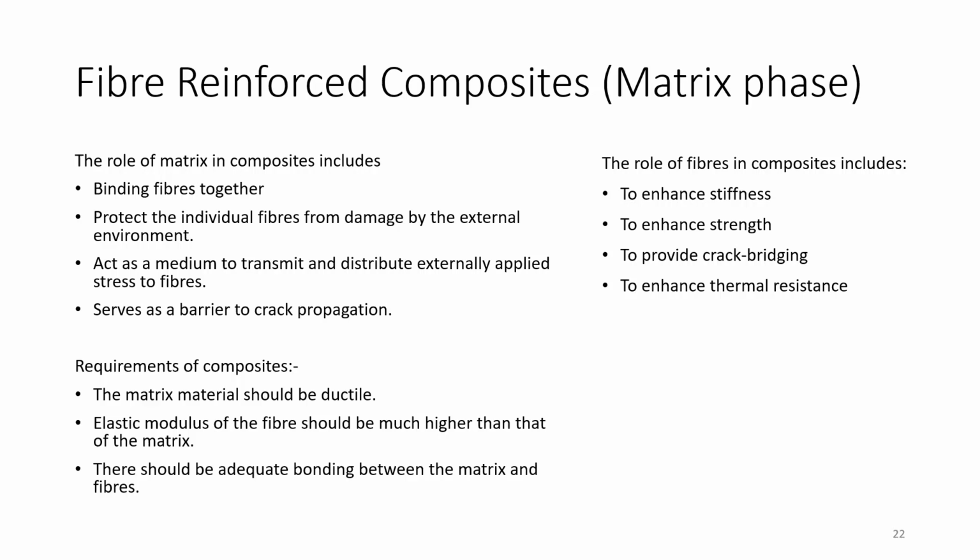Then requirement of composite. The matrix material is always ductile compared to the fiber phase for providing better mechanical properties. Elastic modulus of fiber should be much higher than that of the matrix, and there should be adequate bonding between matrix and fiber. Delamination is a process where the matrix and fiber have very high interfacial energy, so if you apply any load, these fibers will delaminate and this composite won't act very well in loading conditions. So that's why this bonding should be good for a proper composite.